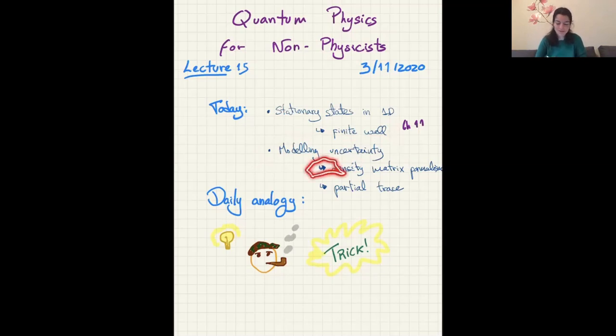For physics in general, it's the density matrix formalism. We'll talk about the partial trace and maybe a little bit more about evolution of states like this. And the daily analogy is something that will be useful today, which is this idea of a trick that is used a lot in physics teaching.